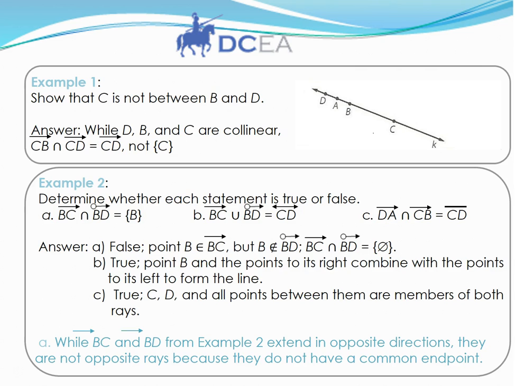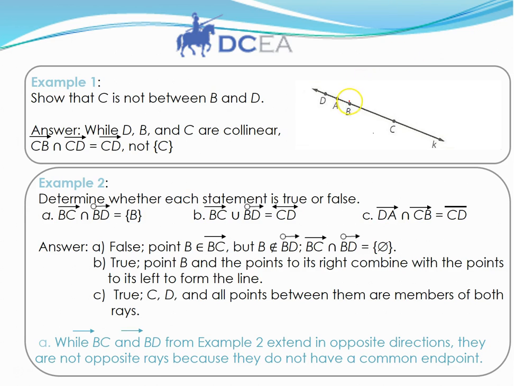Let's look at example 2. Determine whether each statement is true or false. We're using the same line. So, line BC in intersection with ray BC in intersection with half line BD equals point B. Is this true or false?